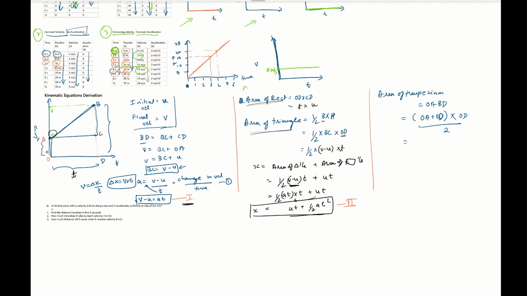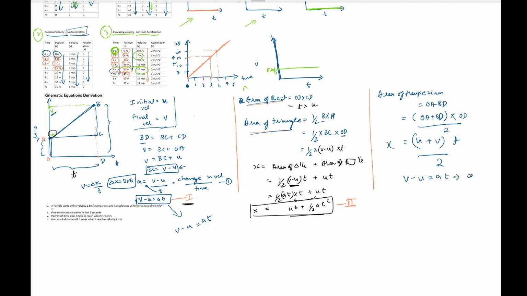So OA, as you can see, is nothing but our initial velocity, which is u, plus BD, which is nothing but our final velocity, which is v, right? OD is again the time divided by 2, right? So x is equal to this. So time, again, you can write using the first equation, as you can see over here: v minus u equal to at. So let me just write it over here. V minus u is equal to at.